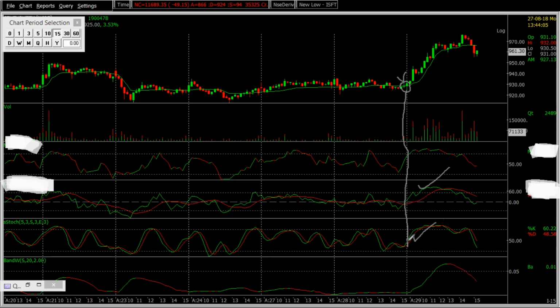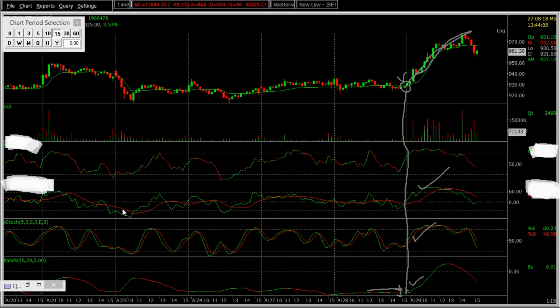And has this been fulfilled? Absolutely, it has been fulfilled because it has been rising steadily now, right? So if I see something coming together on a particular stock, I'm ready to go long on it, and we all can see that there is a big movement which follows in Century Textiles after my signal is generated.